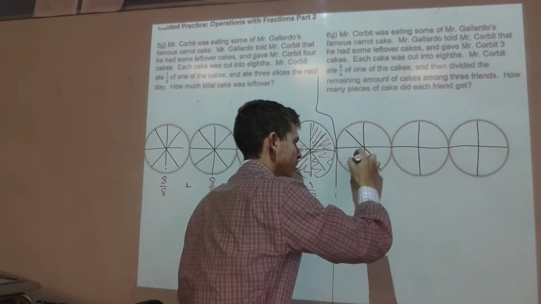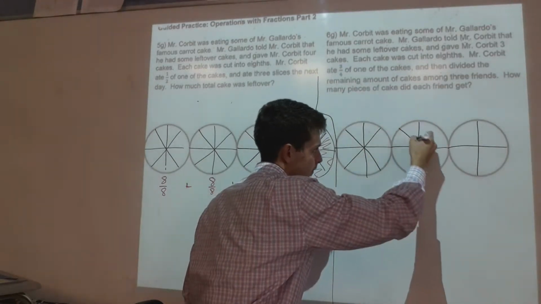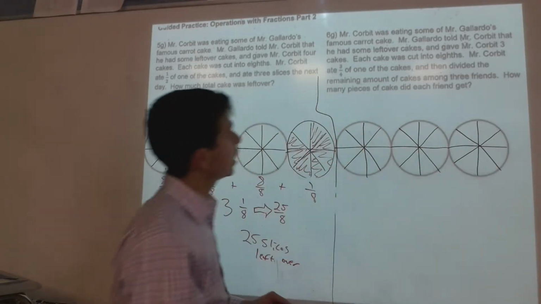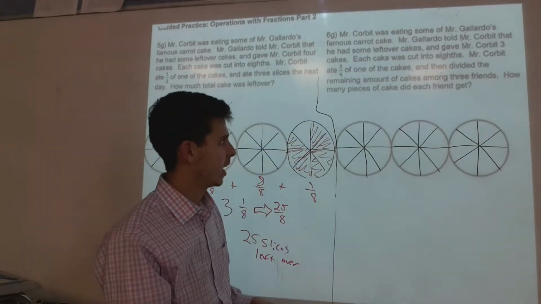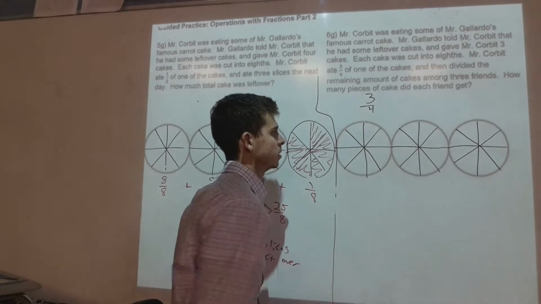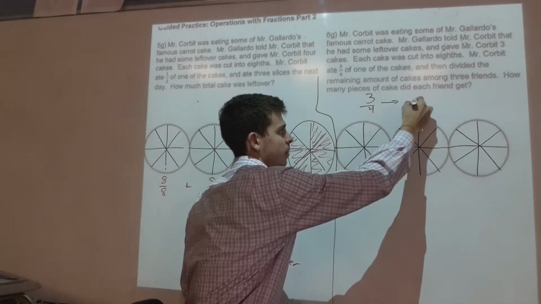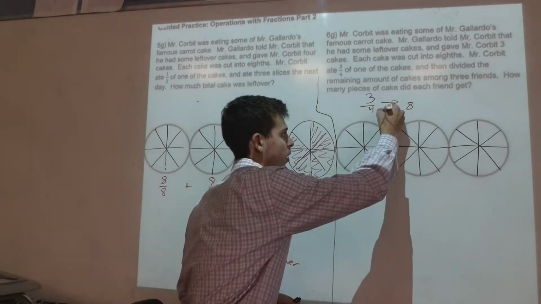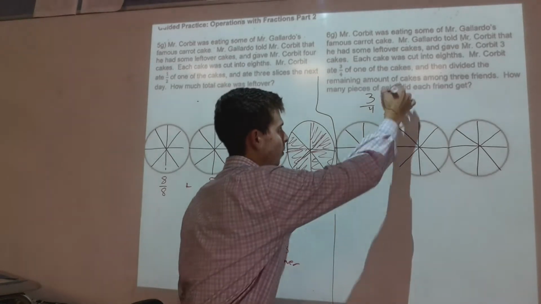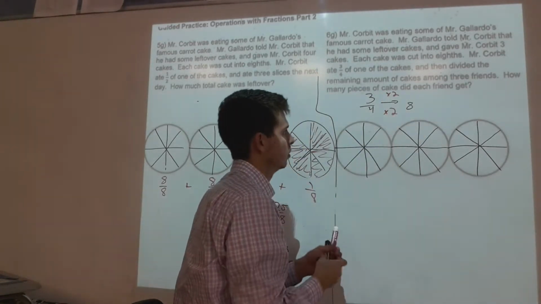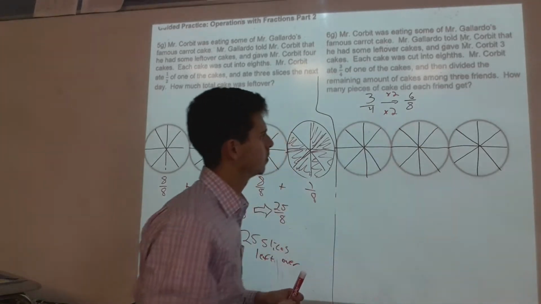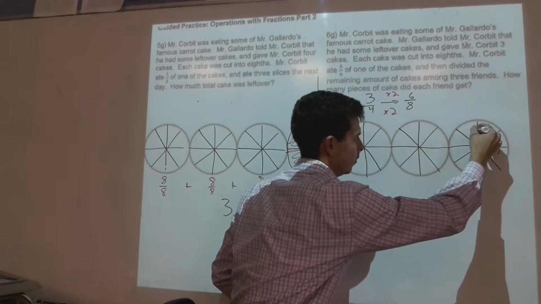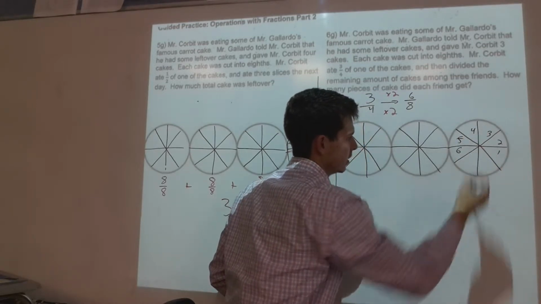Please be neater than I am. It will help your understanding of the problems. Cut them into 8ths. Mr. Corbett ate 3/4 of the cakes. Well, 3/4, if I want to turn this into something over 8, I know that the 4, when multiplied by 2, gives me 8. So, if I multiply the 3 times 2, that's going to give me 6. So 6/8, that's going to be 6 slices. 1, 2, 3, 4, 5, and 6.